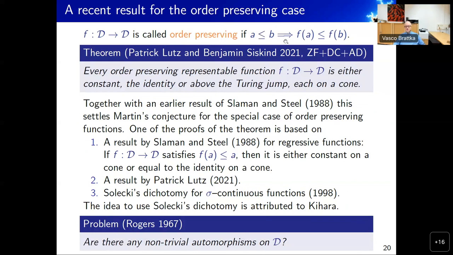So order-preserving just means that the function is monotone in the straightforward sense. That's a very natural condition, because you could say that these are the homomorphisms of our structure. I mean, we are working in this order structure of Turing degrees with some order, and being monotone is a very natural condition for this structure.